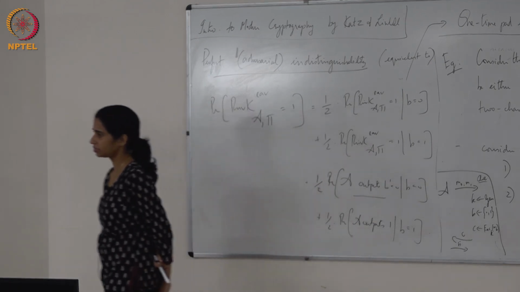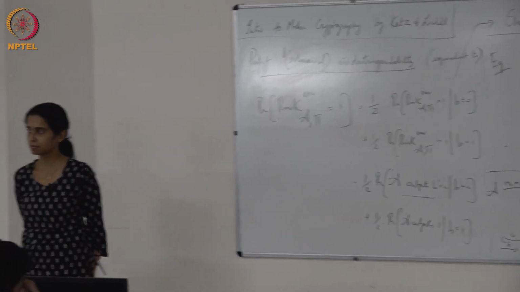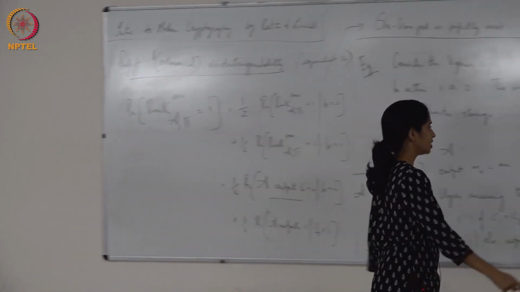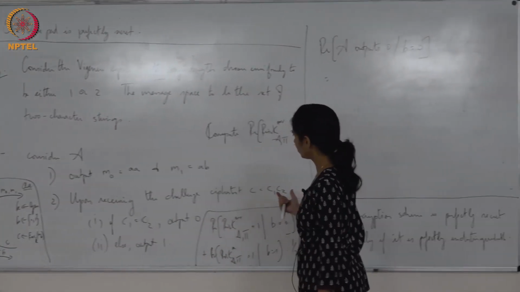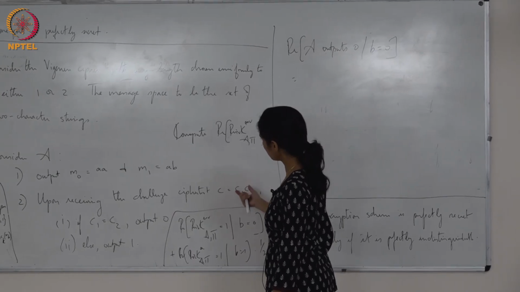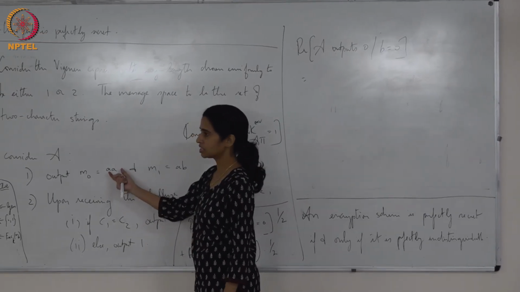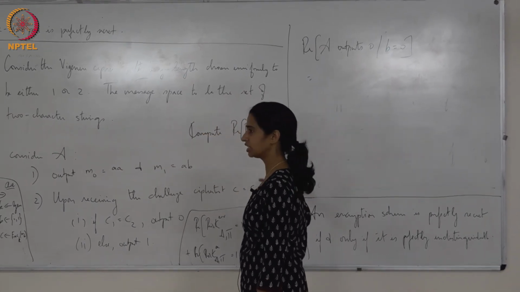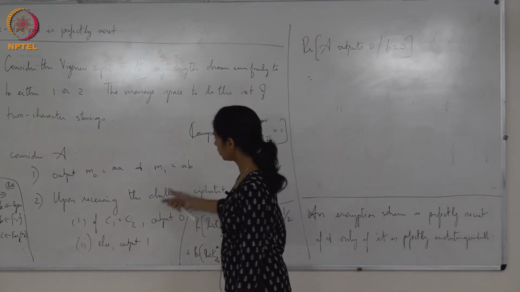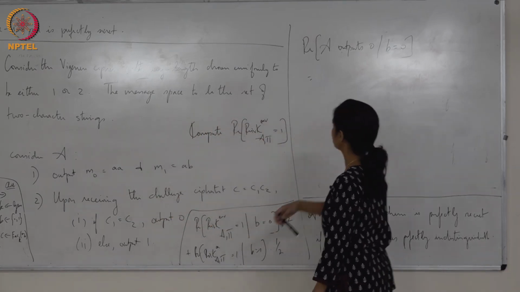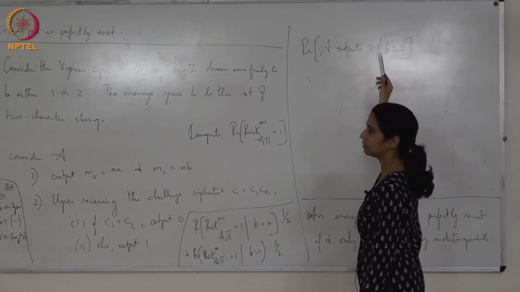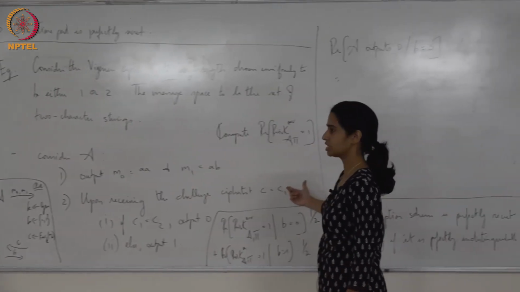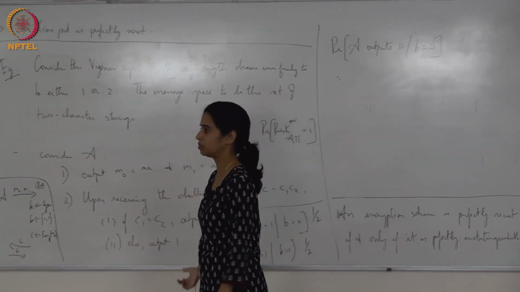To basically know the answer for that, we need to know what C1 and C2 is. So essentially, when M0 is AA, there are various possibilities for the key and various possibilities for C1 and C2. Depending on those possibilities for C1 and C2, there will be a probability with which A will output 0. So if you know precisely what C1 and C2 is, you know precisely what the output will be.